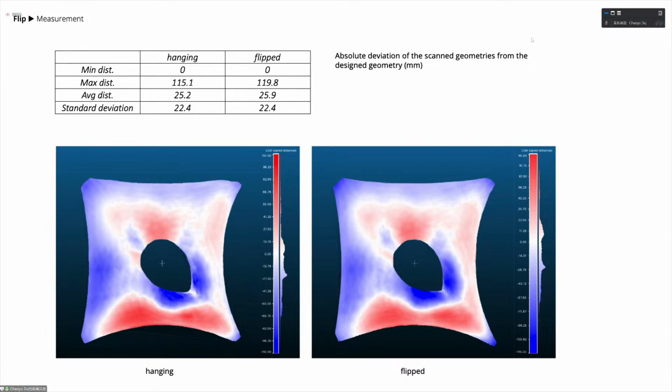And for validation of the geometric precision of the proposed method of this research, we measure the two states of the structure. So here is the hanging shell on the left side, and on the right is the flipped shell on the tile side. So in general, these two states have an average of 2.5 centimeter deviation over the entire 3-meter span.